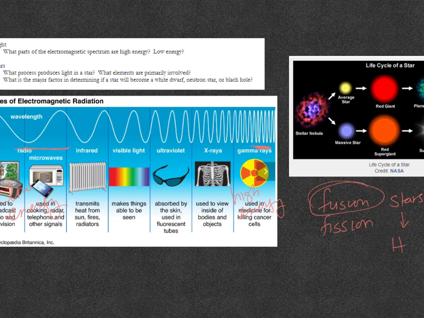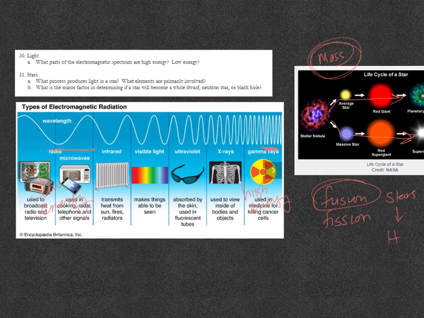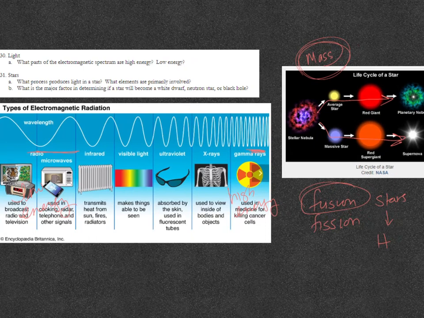If we look at the life cycle of the star, the major factor of which path it is going to take is the mass. Massive stars, your larger stars, are going to continue down this path here. They can turn into your black holes, your supernova, etc. Your average or smaller stars are going to continue this way, and they would turn into the white dwarfs. So the mass is the most important factor in the path of a star's life cycle.